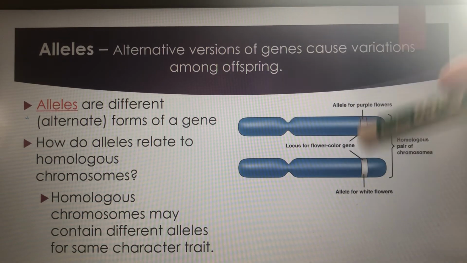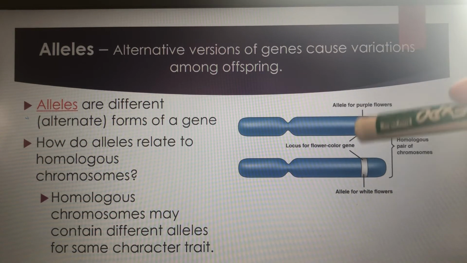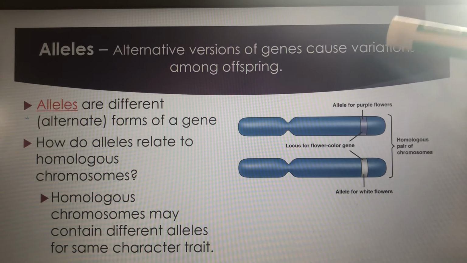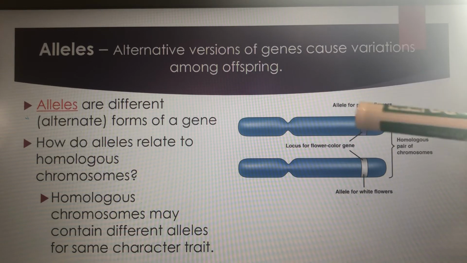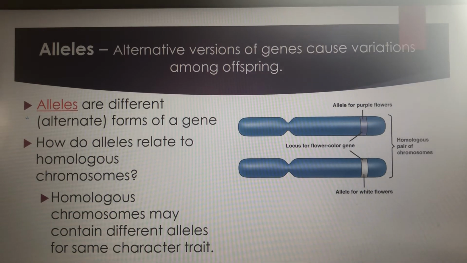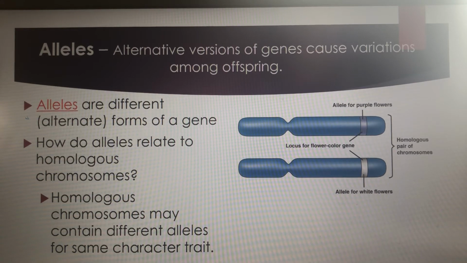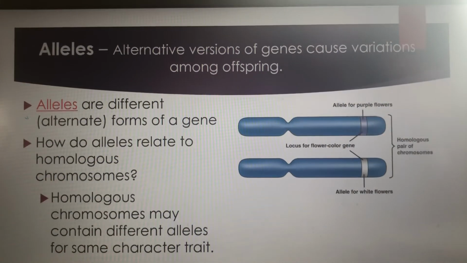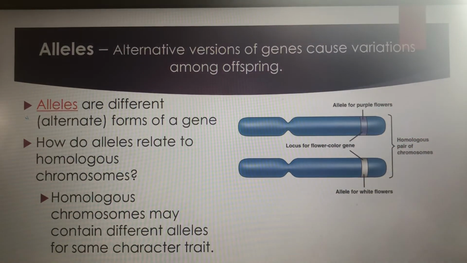So here, this is flower color, right? So these are homologous chromosomes, and you're always going to get 2 copies of each gene. And the allele, that's a different way we could say it, you could have 2 different alleles. This little flower has an allele for the purple flower color, and they have an allele for the white color. So we could say that homologous chromosomes may contain different alleles for the same character trait. Right here, and this is the key thing, homologous chromosomes may contain different alleles for the same character trait.